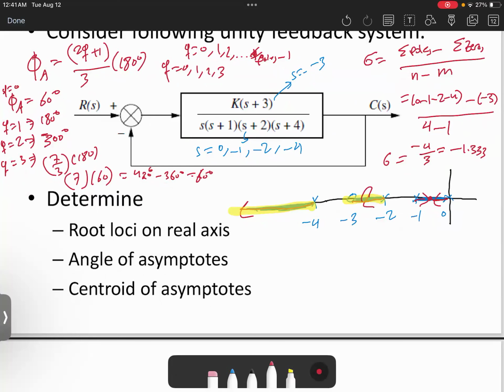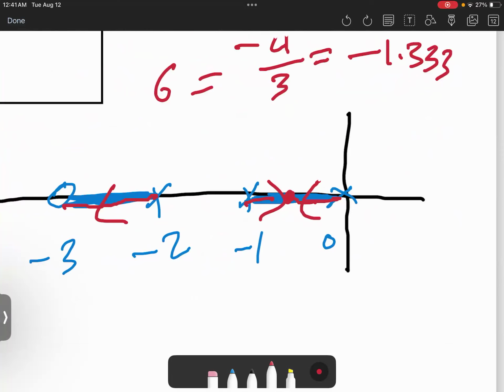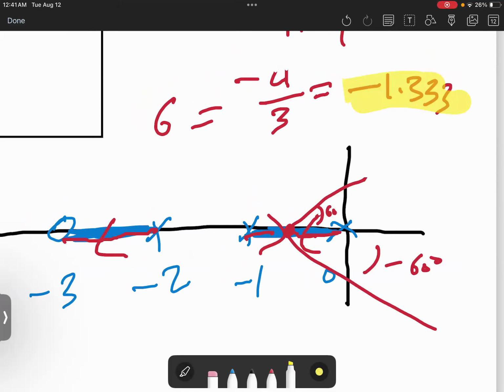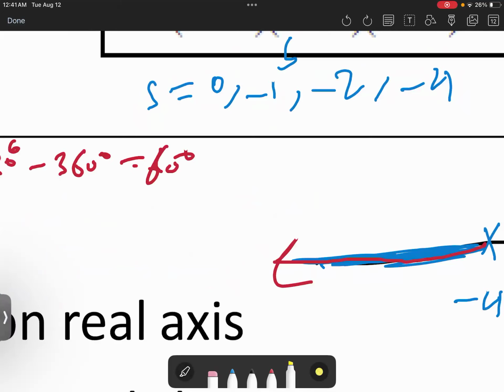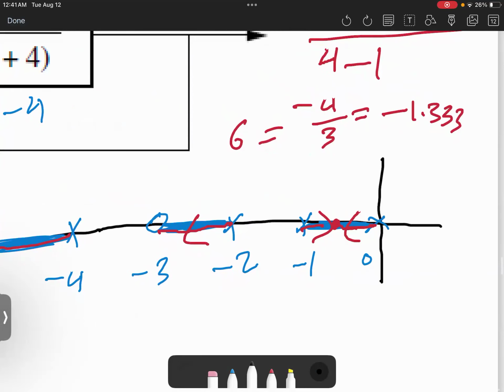The angle, 180 degrees. Then the next thing is, when we look at these two poles, we have an angle of 60 degrees and an angle of 300, or I would say negative 60 degrees. But we need to keep in mind there's an asymptote centroid. Basically, it's located at negative 1.33. So here is negative 1.33.